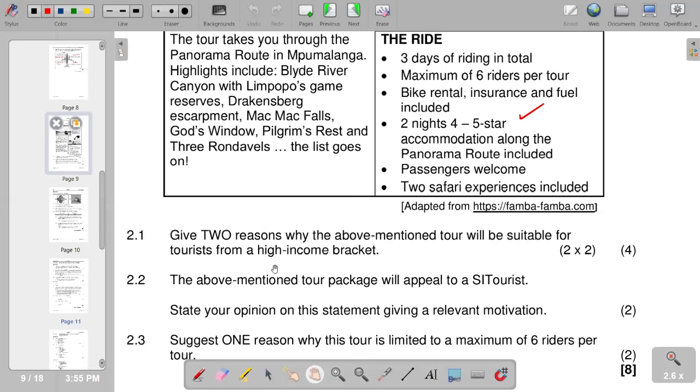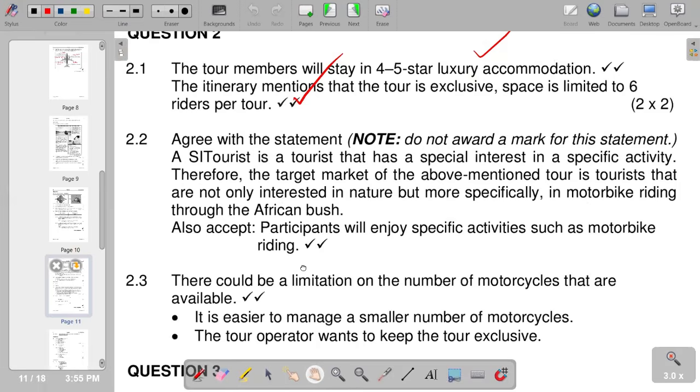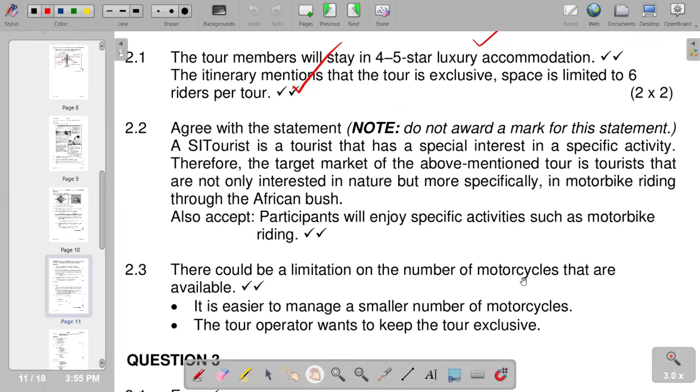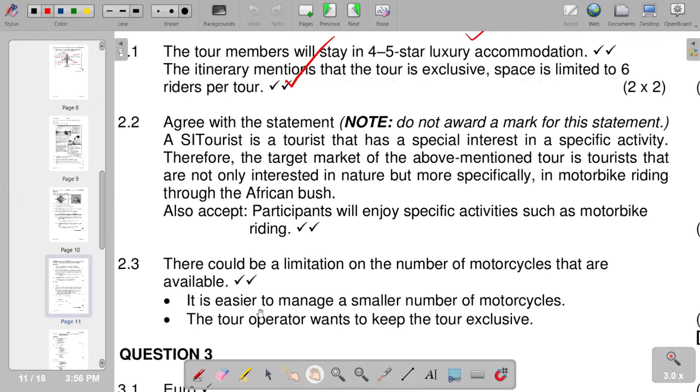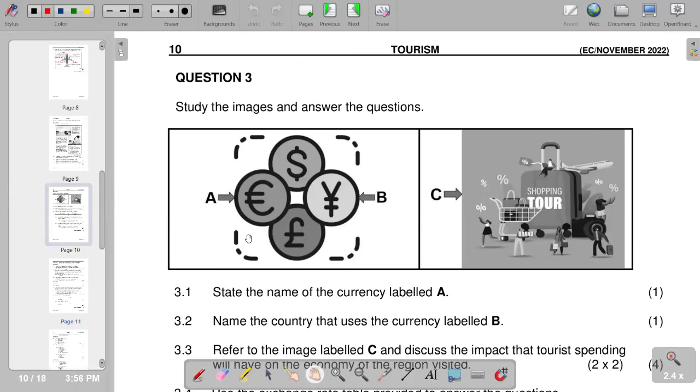Let's go to the next part of our question, which is now 2.3. State one reason why this tour is limited to a maximum of 6 riders per tour. In response to that, there could be a limitation on the number of motorcycles that are available, or it is easier to manage a smaller number of motorcycles, and also the tour operator wants to keep the tour exclusive. So this becomes the last part that we have in terms of question 2, a total of 8 marks. We go to the next part, which is now question 3.